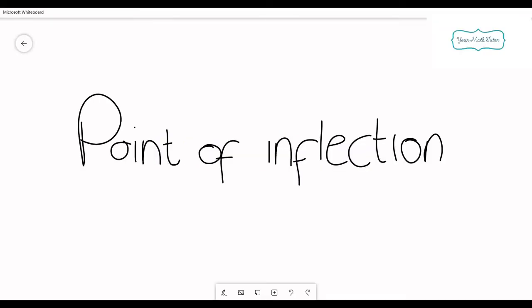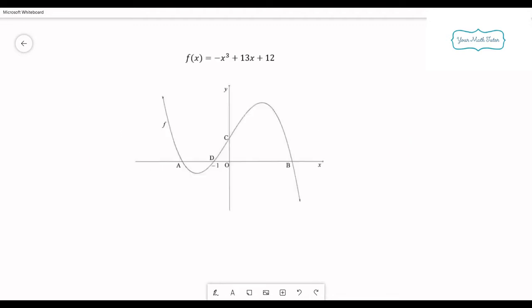Today I'm going to be describing what is a point of inflection and how to calculate it if you're asked to calculate the point of inflection of a particular graph. Say we are given the graph f of x is equal to negative x cubed plus 13x plus 12, and we are asked to find the inflection point of this particular graph.